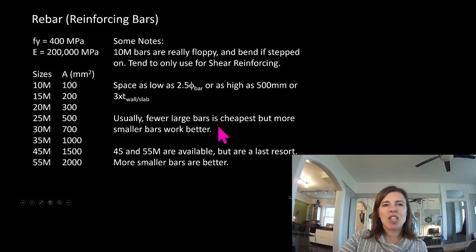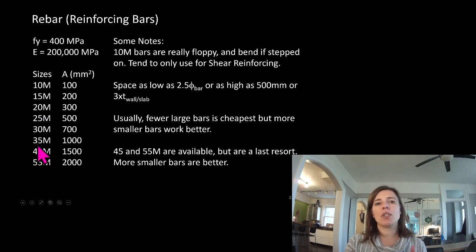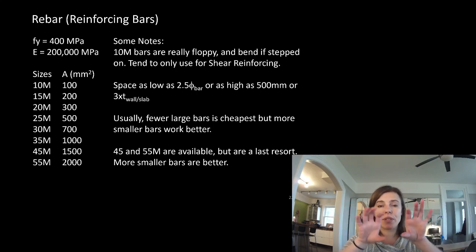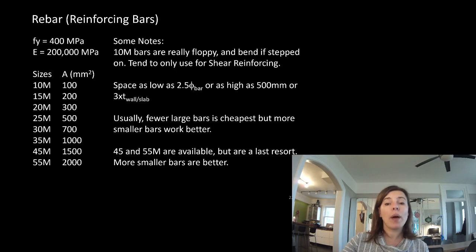Fewer larger bars is cheaper, but more smaller bars work better. We tend to stick for structural components in the 15 to 20 M range, and then we bump into 25 to 30. Getting bigger than that actually starts to be very expensive. 45 and 55s are available, but we actually can't lap them. We have to have couplers that actually join them together. So they're quite expensive and quite difficult to work with. You would use those on very large scale concrete buildings.